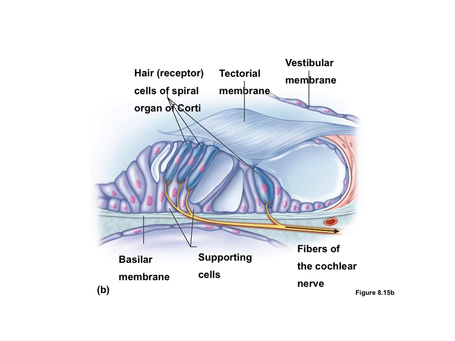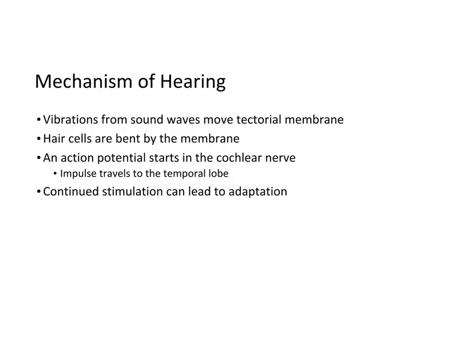And here you can see within the organ of Corti, you've got the hair cells. Those are the cells that vibrate to different sound wavelengths or frequencies, and then they are embedded in this basilar membrane with these supporting cells, and they send their information to the cochlear nerve. So the way that hearing works is that they vibrate from sound waves that move the tectorial membrane. Hair cells are bent by the membrane, and an action potential then starts in the cochlear nerve, and the impulse travels to the temporal lobe, and continued stimulation can lead to adaptation.